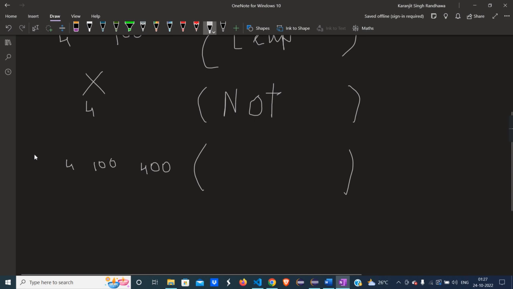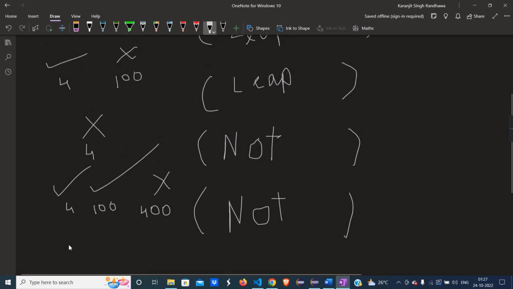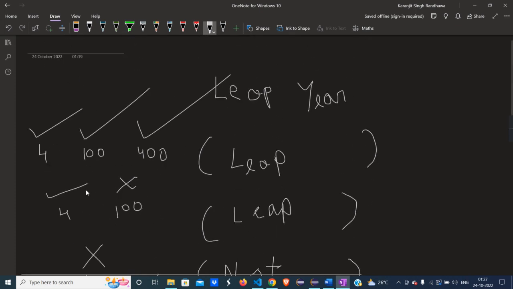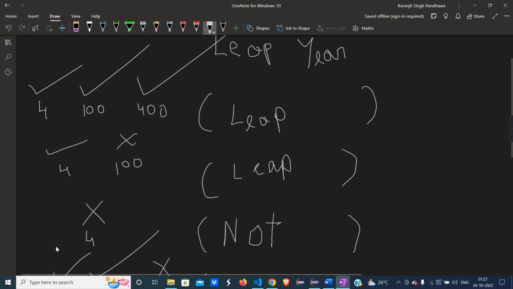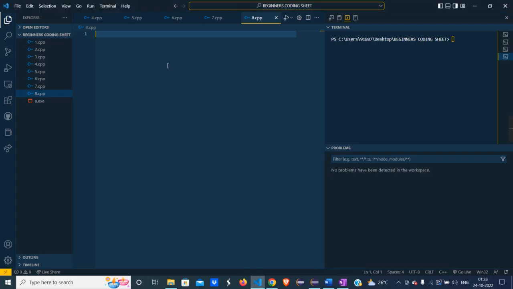The fourth and last condition: we check if it is divisible by 4, divisible by 100, but not divisible by 400, then it is still not a leap year. So basically, if it is divisible by 4, 100 and 400, then it's a leap year. If it is only divisible by 4 and not divisible by 100, then it's a leap year. Other than that, it is not a leap year. So how will we code it? Let's try to code.